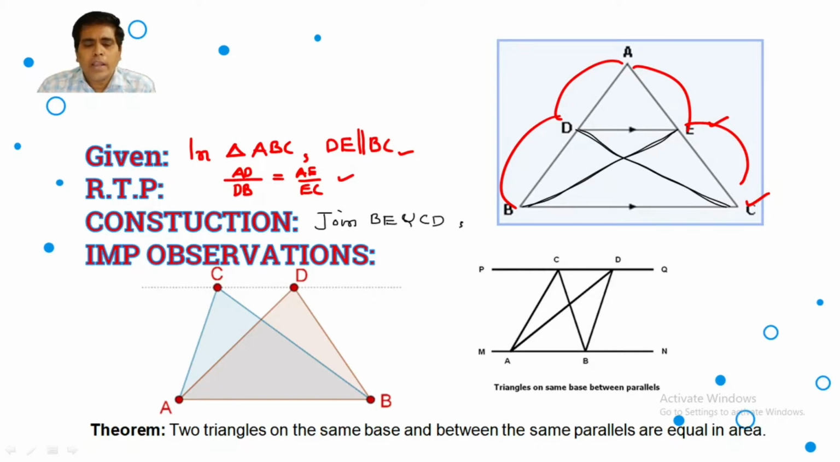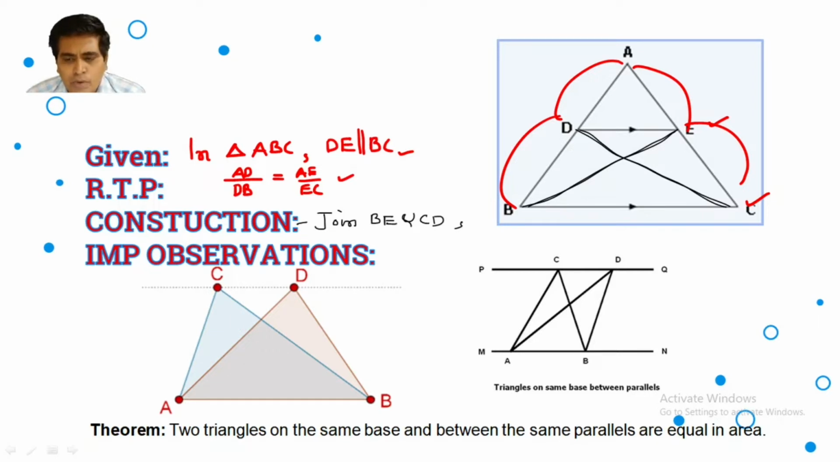Not only are we joining these two line segments BE and CD, we are drawing the altitude. How to draw the altitude for different triangles, I will explain later. We can include that part in the construction. So let us see this.